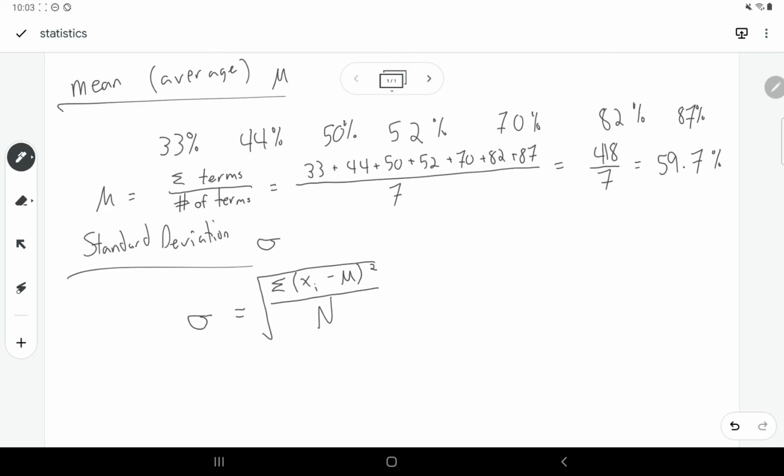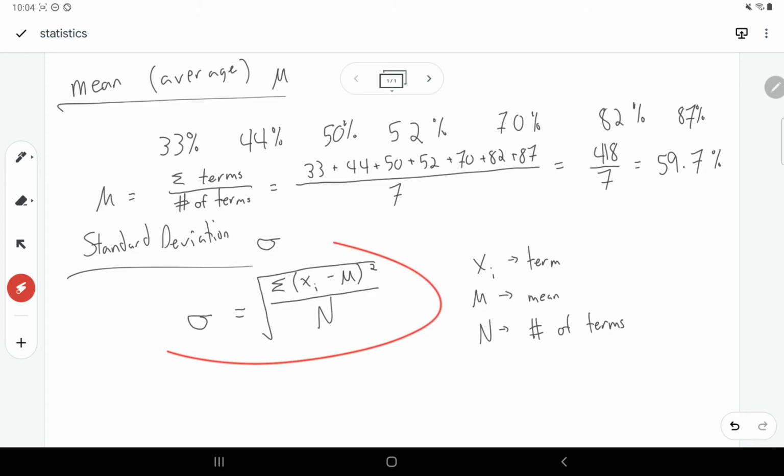Okay? So just to write this out here, xi is our terms, mu is our mean or average, and n is our number of terms. Okay? So this looks a little bit confusing, and the work can be a little bit long. But if we take it step by step, it's not too bad. So let's give that a shot.